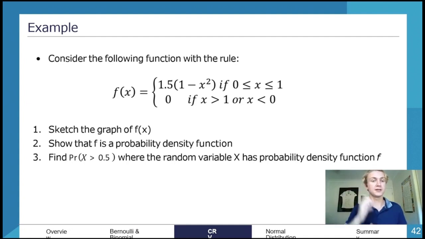So question 1 is asking you to sketch the graph of f of x. Next, it's asking you to show that f is a probability density function.